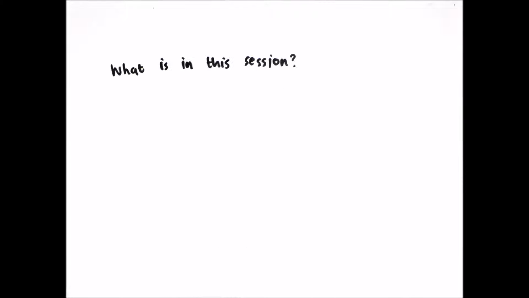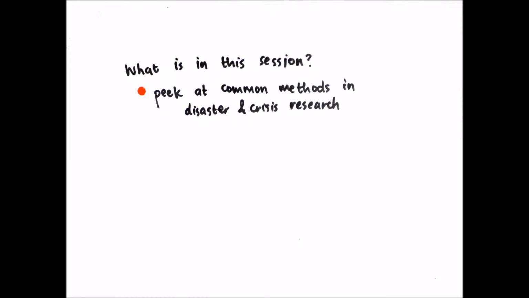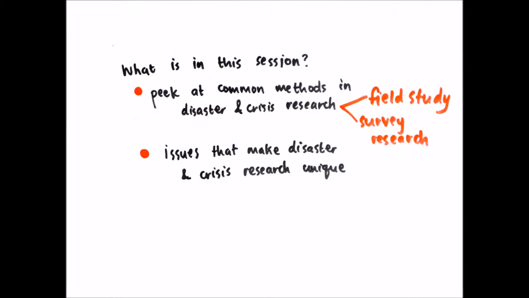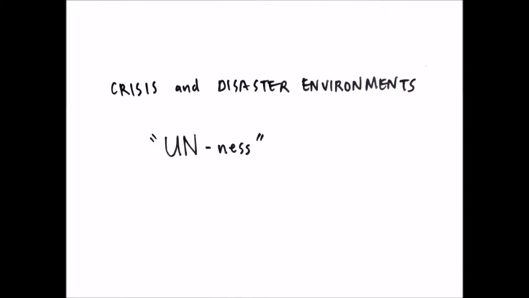In this section, I'd like to give an overview of two methodologies used to understand a crisis or a disaster. These are survey research and field studies. And then I'd also like to show the issues that make disaster and crisis research unique. Of course, methodological techniques like survey research or field studies are not very different from methods used in studying non-crisis or non-disaster phenomena in social sciences. However, crisis or disasters tend to create special or aggravated issues in implementing a certain research design.